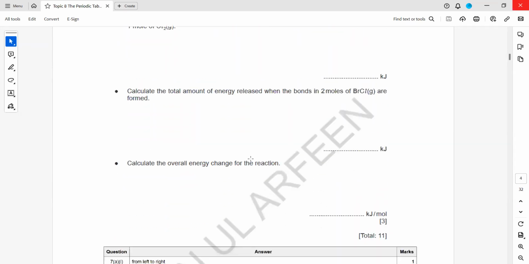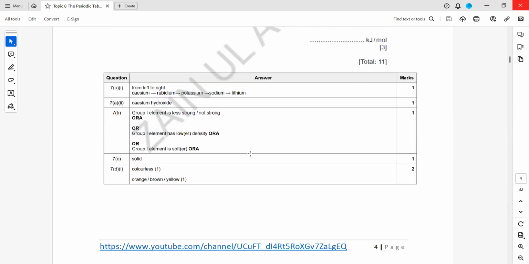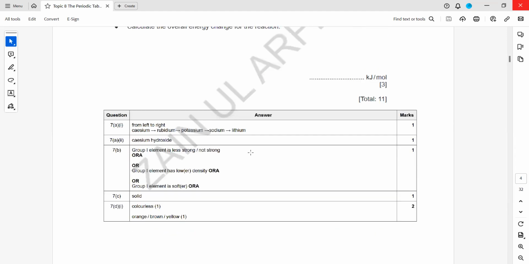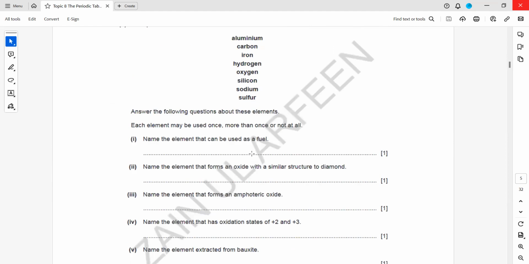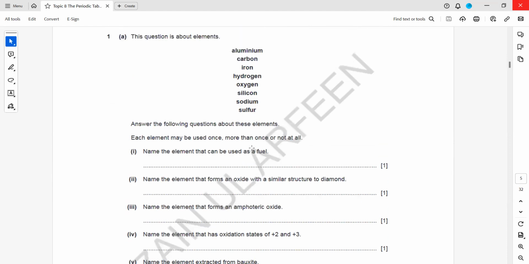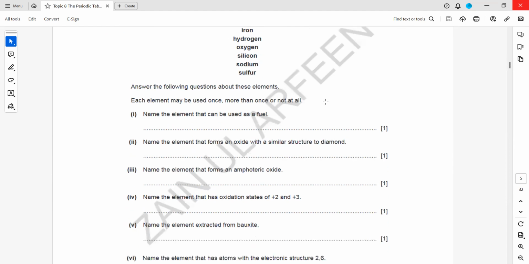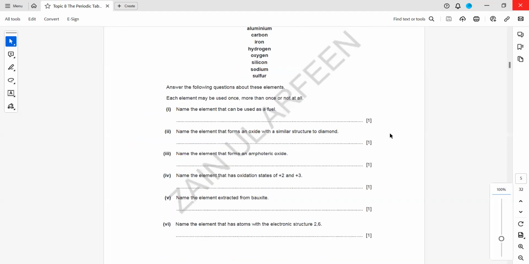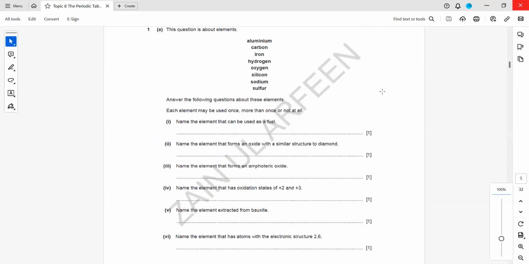This is what we already solved. This was about page 5, about the periodic table: aluminium, carbon, iron, hydrogen, oxygen, silicon, sodium, and sulfur. These are the elements. Answer the following questions using these elements. You can use them once, more than once, or not at all. Element that can be used as a fuel. So what can we use as a fuel? The element we can use, that's good, hydrogen.